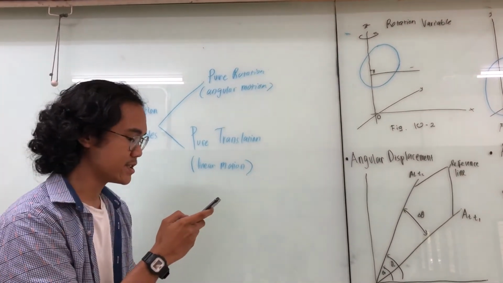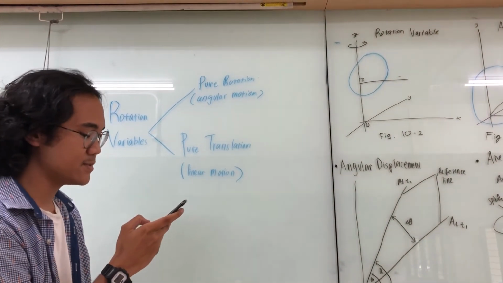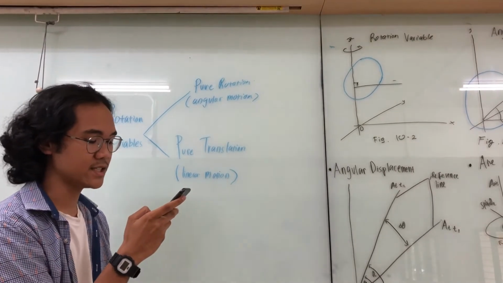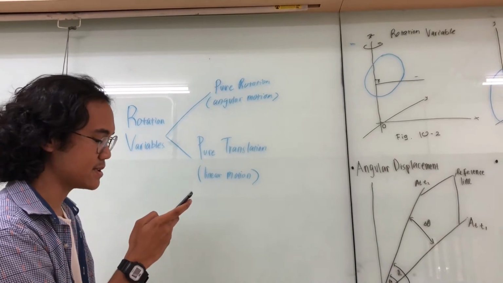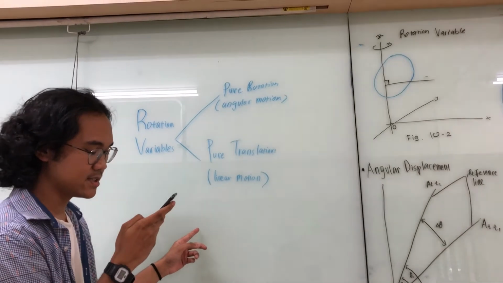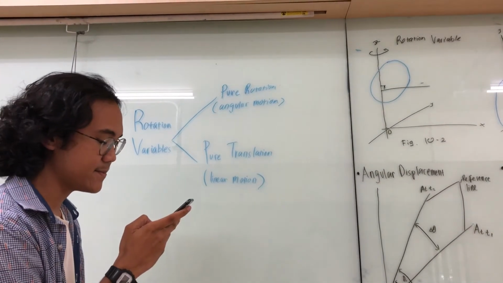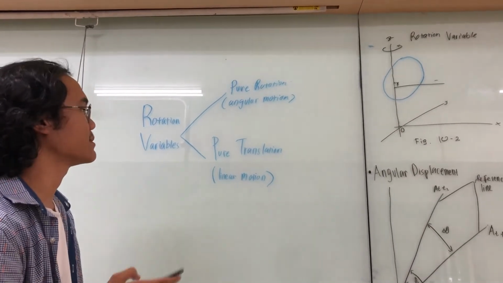First, the pure rotation, angular motion. That is, every point of the body moves in a circle with the center being the axis of the rotation and moves through the same angle during a particular time interval. That is the pure rotation. And for the pure translation, every point moves in a straight line and moves through the same linear distance during a particular time interval.